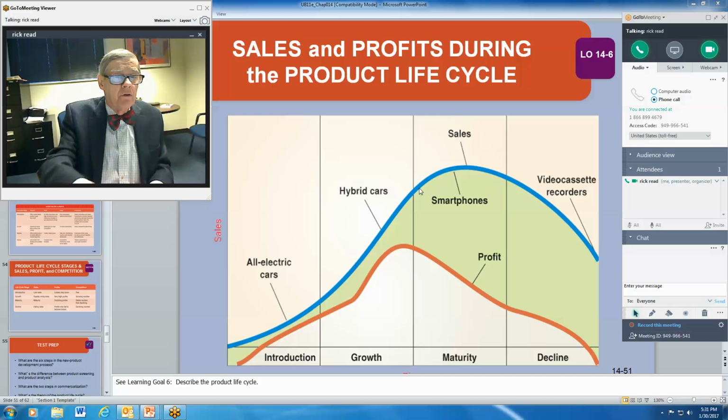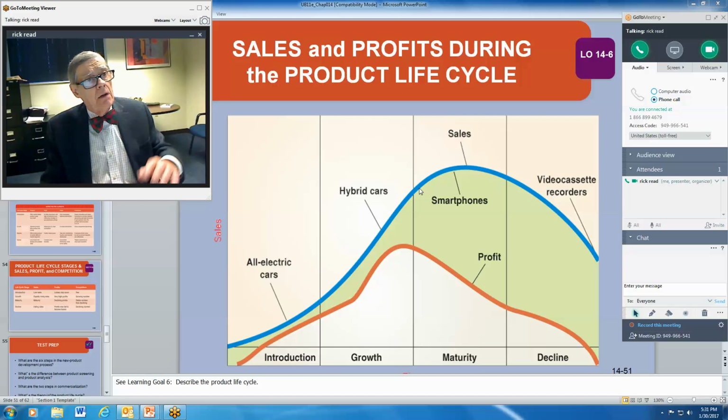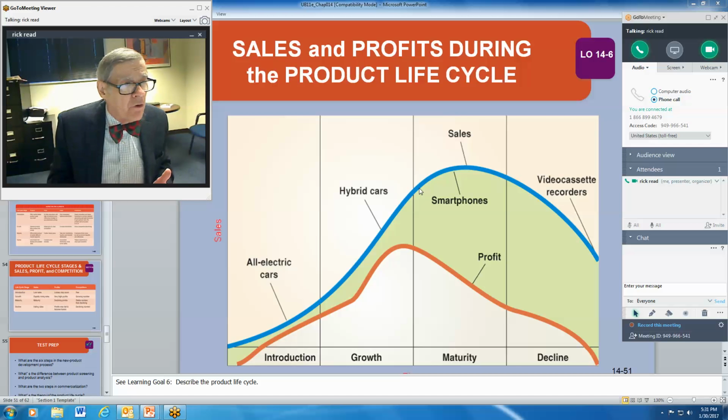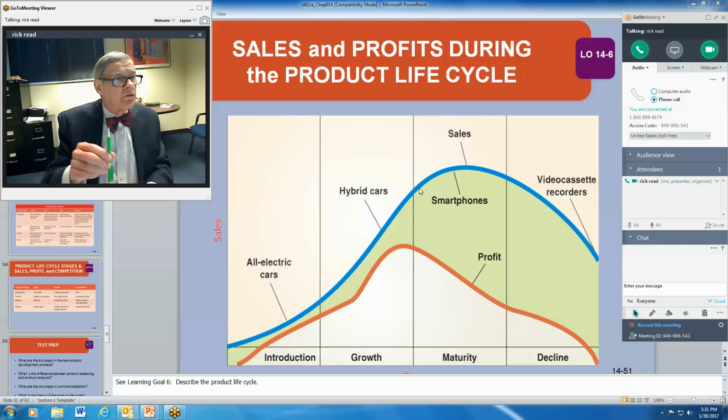They show smartphones in a maturity area, and then video cassette recorders are in decline. Now, I want to tell you that every product that we can think of does go through this, but some products are so successful, they're still in what you would consider this maturity stage. And the one that I can give you, without fear of contradiction, is Tide detergent. The last I knew, Tide is still the #1 detergent seller in the United States. Tide has been #1 for many, many years.